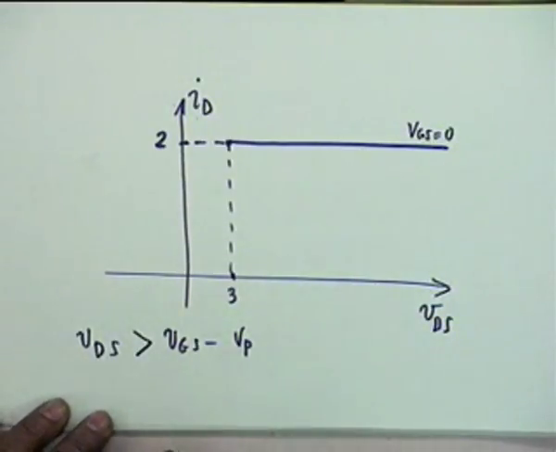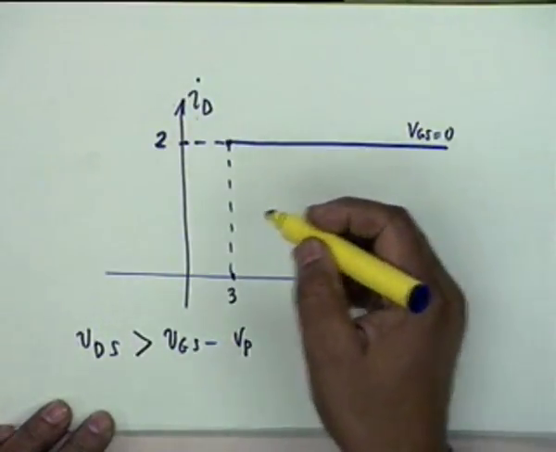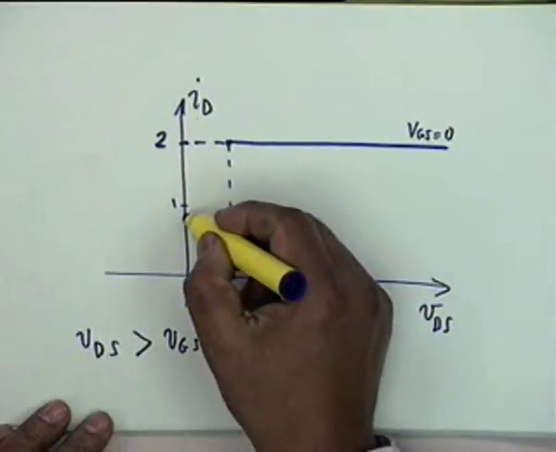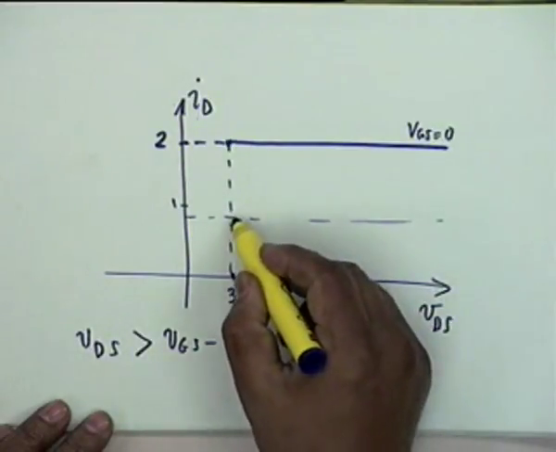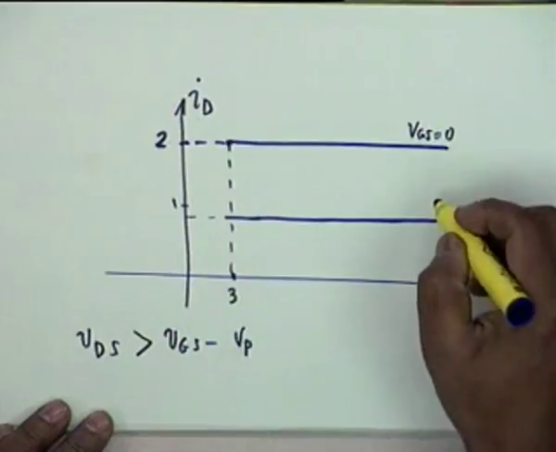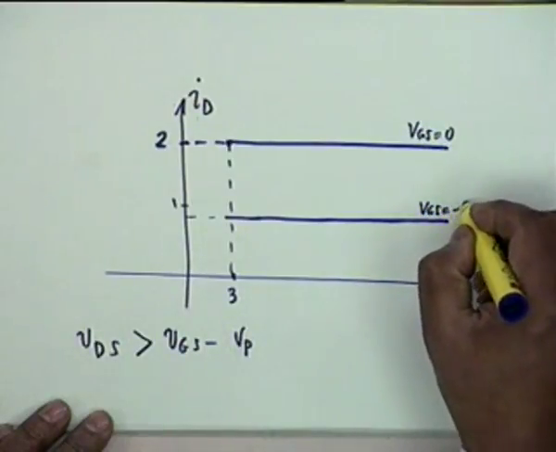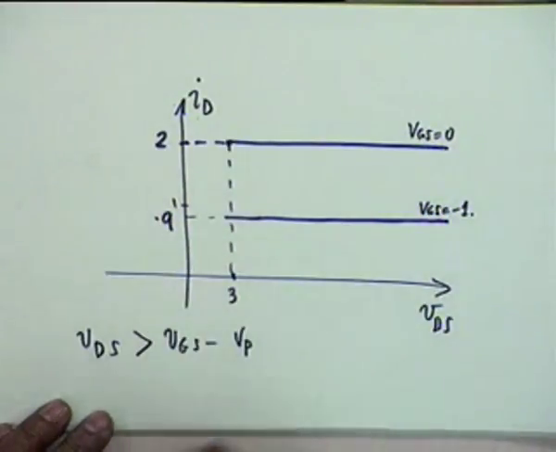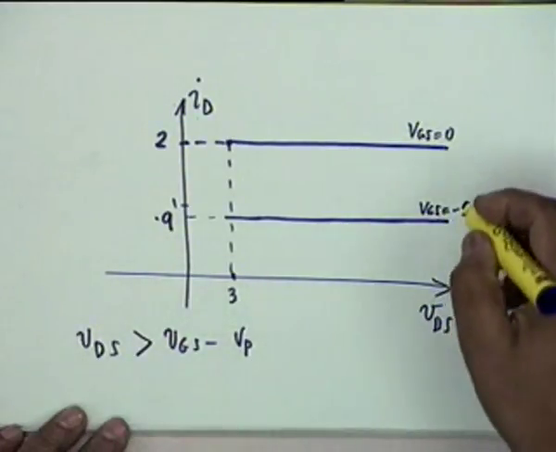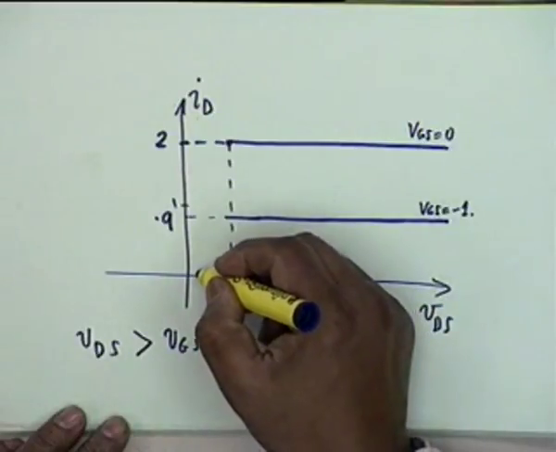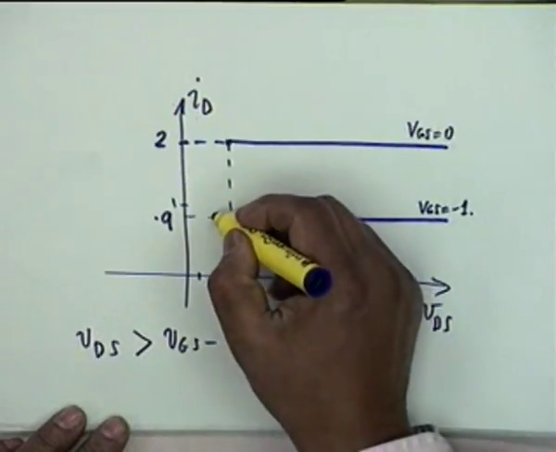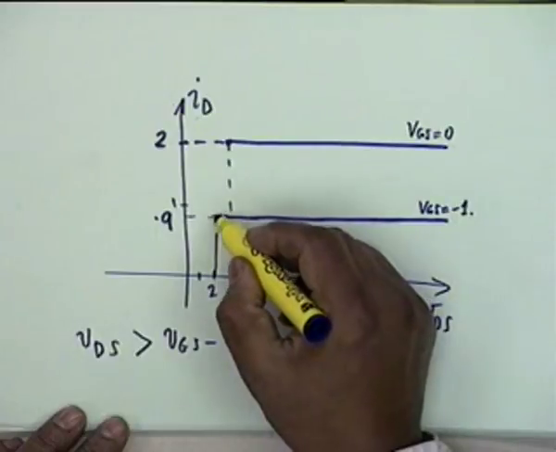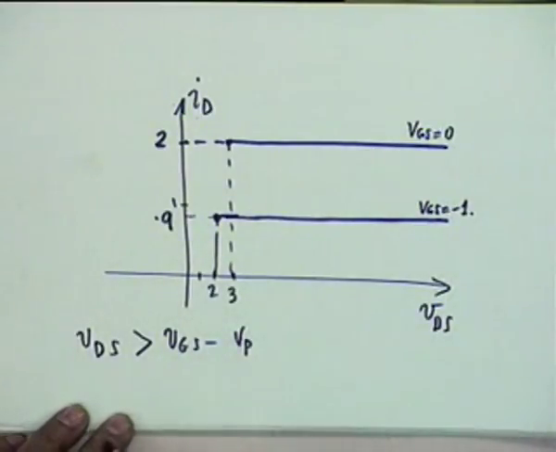Let us take the next point, let us say minus 1. At minus 1 the current is 0.9. If this is 1 and this is 0.9, this is VGS equal to minus 1 and this is 0.9 milliampere, alright. Now where does saturation start? If VGS is minus 1, obviously it starts at 2. So you draw a vertical line at 2, this is the point at which it starts saturating, alright.